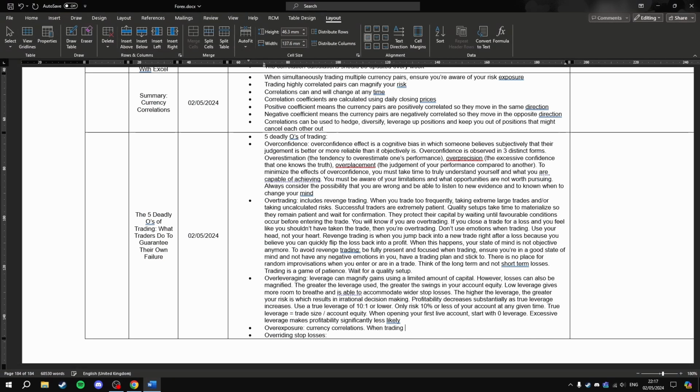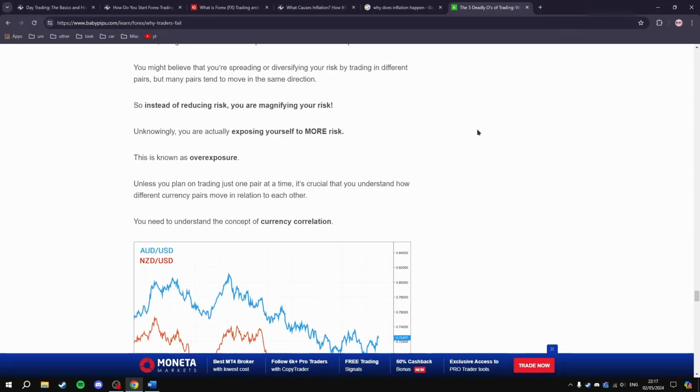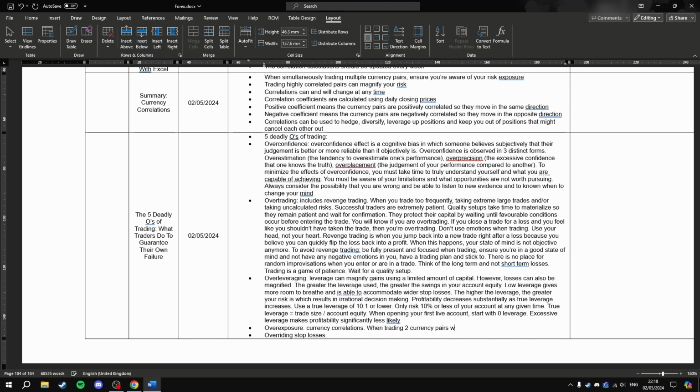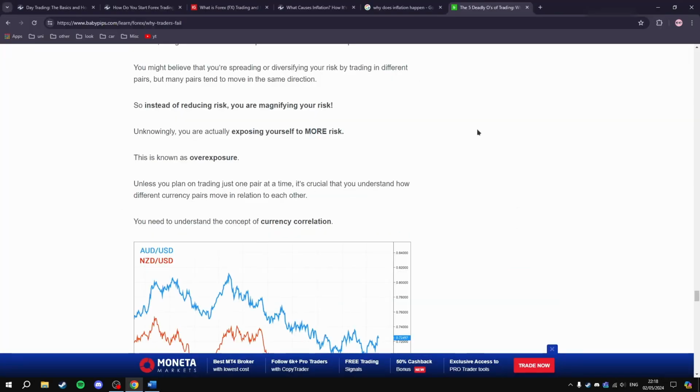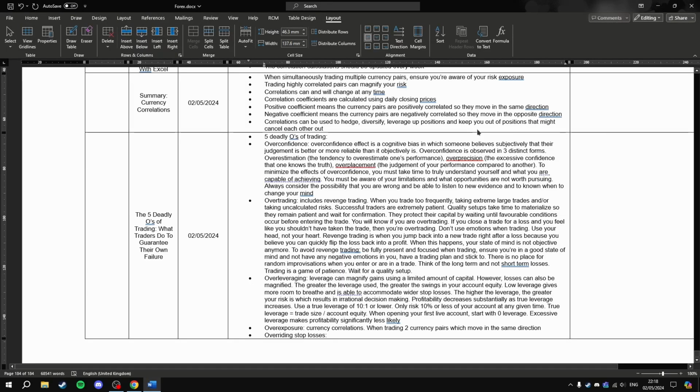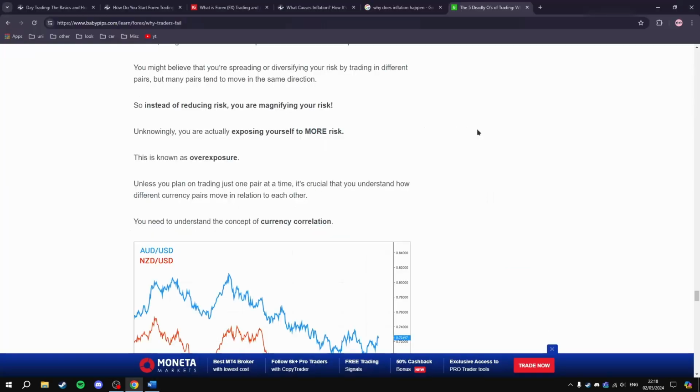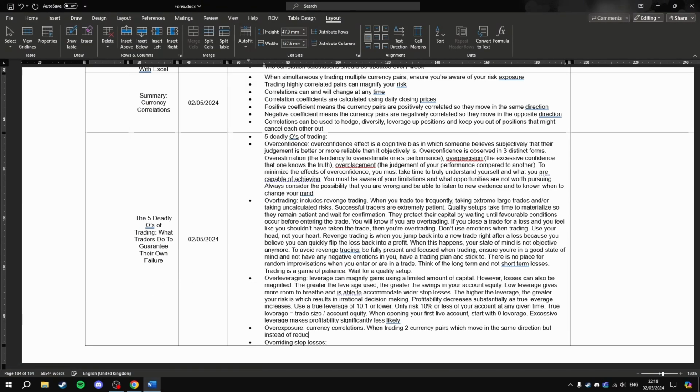When trading two currency pairs which move in the same direction, instead of reducing your risk, you're increasing it instead.